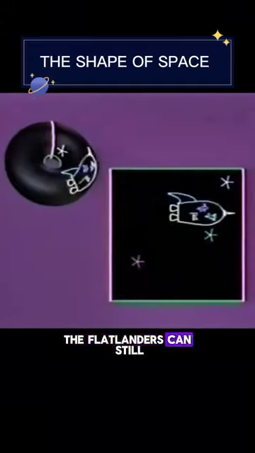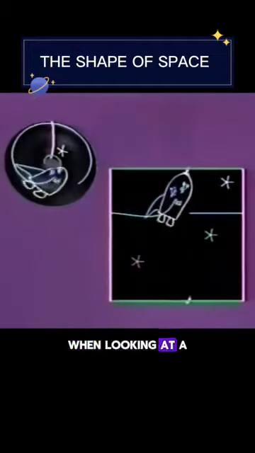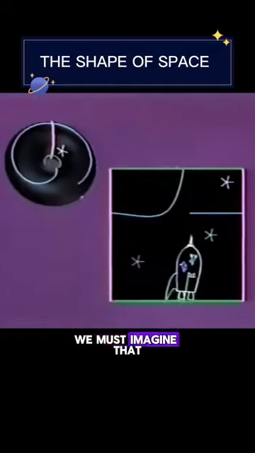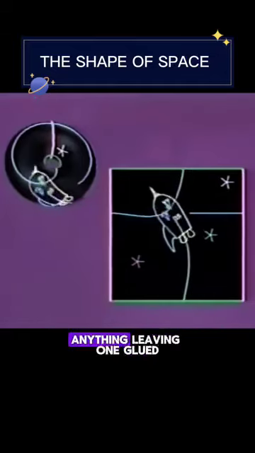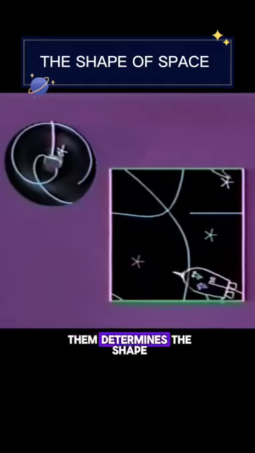The Flatlanders can still travel about their universe as before. When looking at a fundamental domain, we must imagine that its edges are glued together. Anything leaving one glued edge returns at the other. The way we glue them determines the shape of the space.